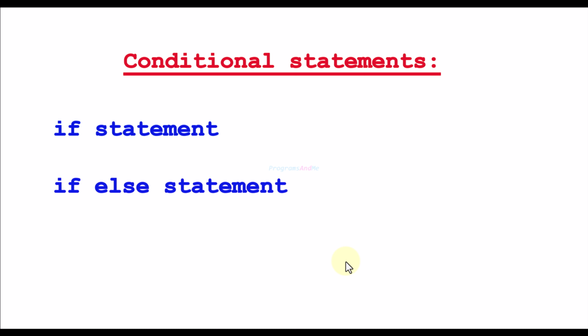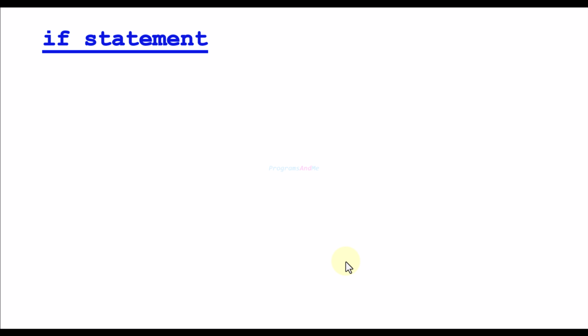In Python, there are three main types of conditional statements: if statement, if-else statement, and if-elif-else statement. First, let's talk about the if statement. This statement is used when you want to check a condition. If that condition is true, the program will execute that block of code. If the condition is false, it will skip that part of the code.